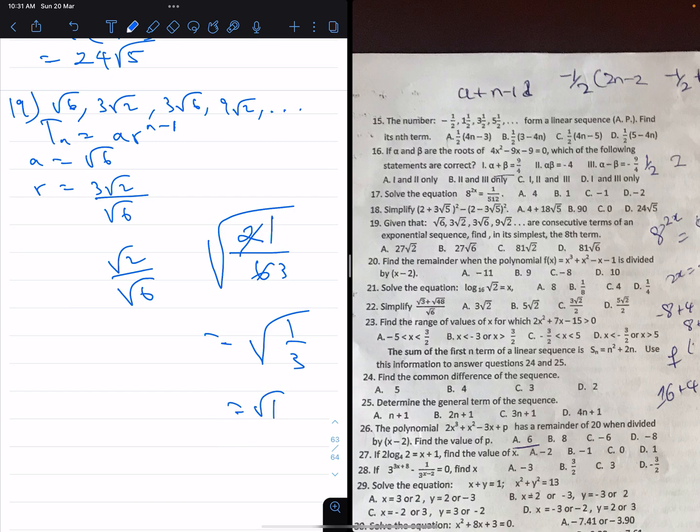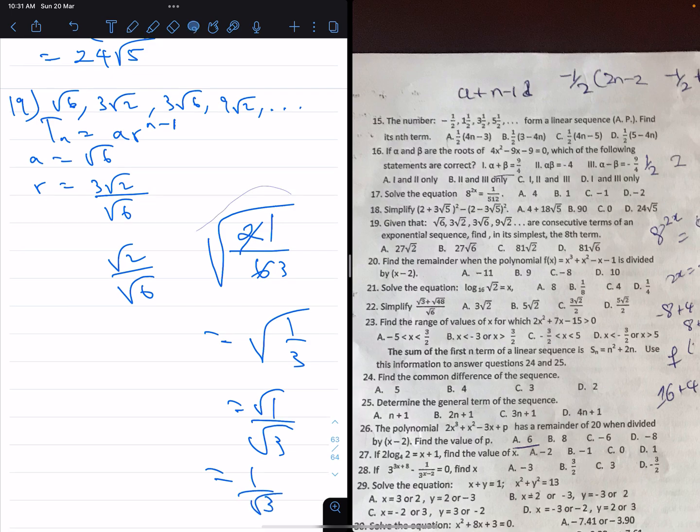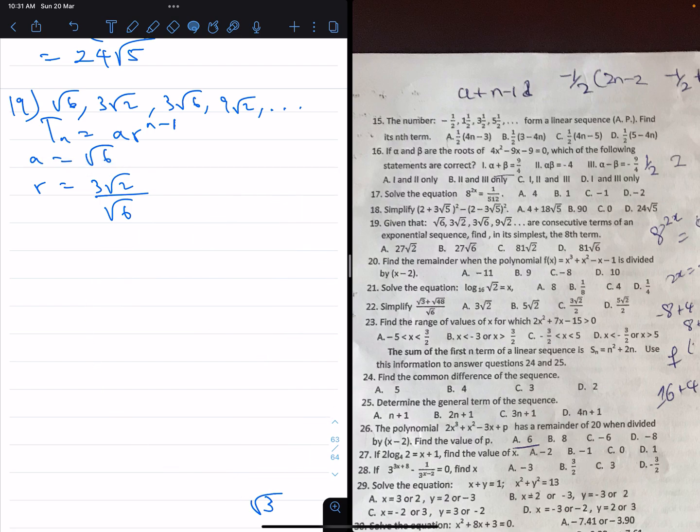This simply means root 1 over root 3. I know that root 1 is 1. Root 3 will remain root 3. Exactly. So the answer is what? 1 over root 3, right? So that means root 2 here 1, root 2 here, we're left with root 3. So that's 3 over root 3.